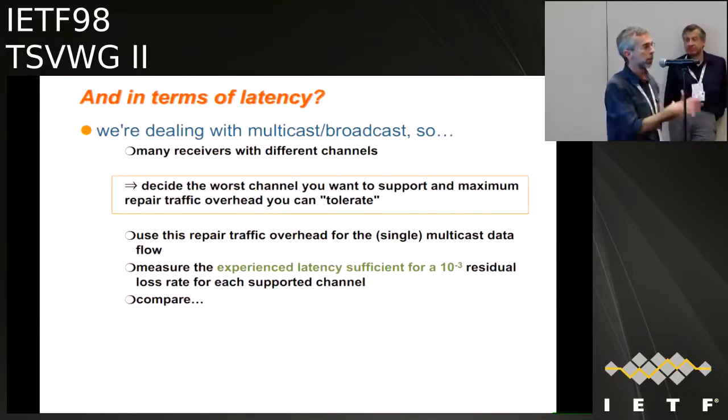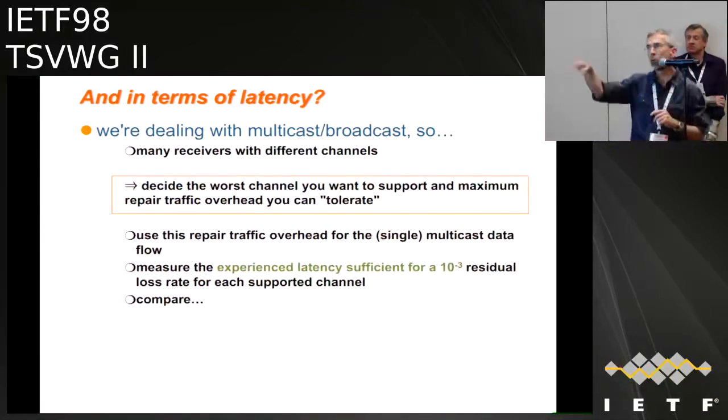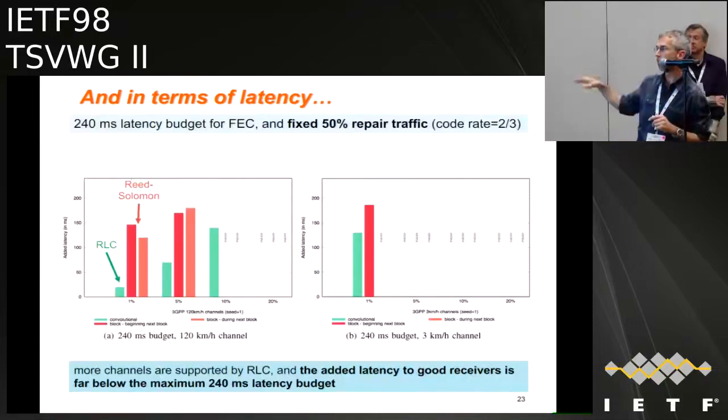The result is that latency is much lower with RLC codes than with Reed-Solomon. The latency experienced by the receiver depends on the quality of its channel. We're considering multicast channels, so we have a single source flow that will address all the receivers, some of them having good reception conditions, others having bad reception conditions. All of this is made so that the latency budget is always respected. But with RLC codes, there are situations with good receivers where the experienced latency is much lower. I don't have time, so I will skip this slide and the next one.